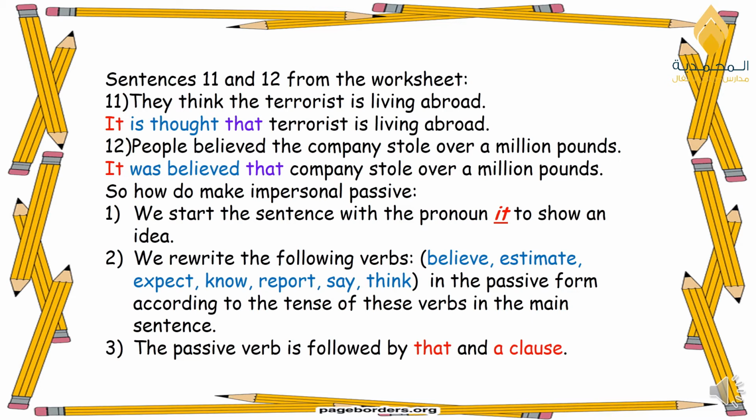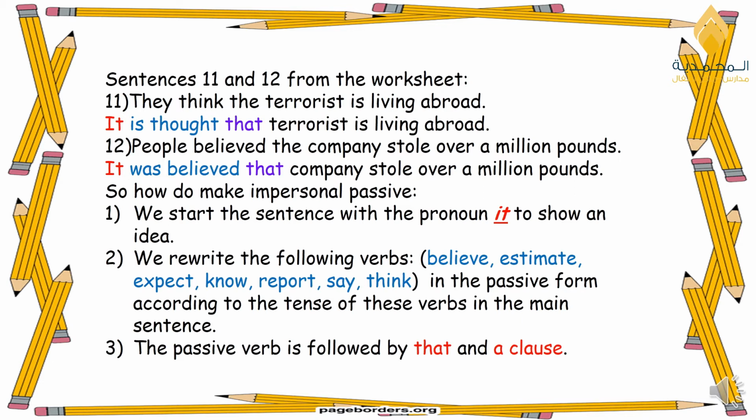Okay, people believed the company stole over £1 million. So I have to start with it. Then I look at believed. Believed here is in the simple past, so I have to use either was plus verb 3 or were. And because it is singular, I have to use was. It was believed, and then that company stole over £1 million.